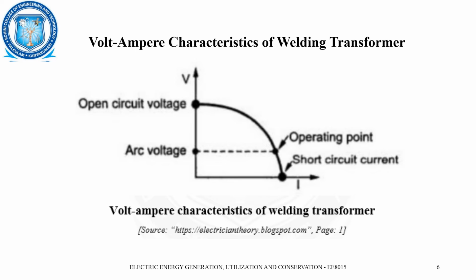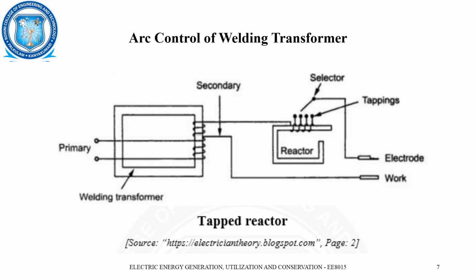So at 15 to 45 volts we can say the arc voltage appears, the arc is getting discharged at that time, and this will be the operating point for this welding transformer, at a low voltage level or a greater voltage level. This is how the tapped reactor performs.